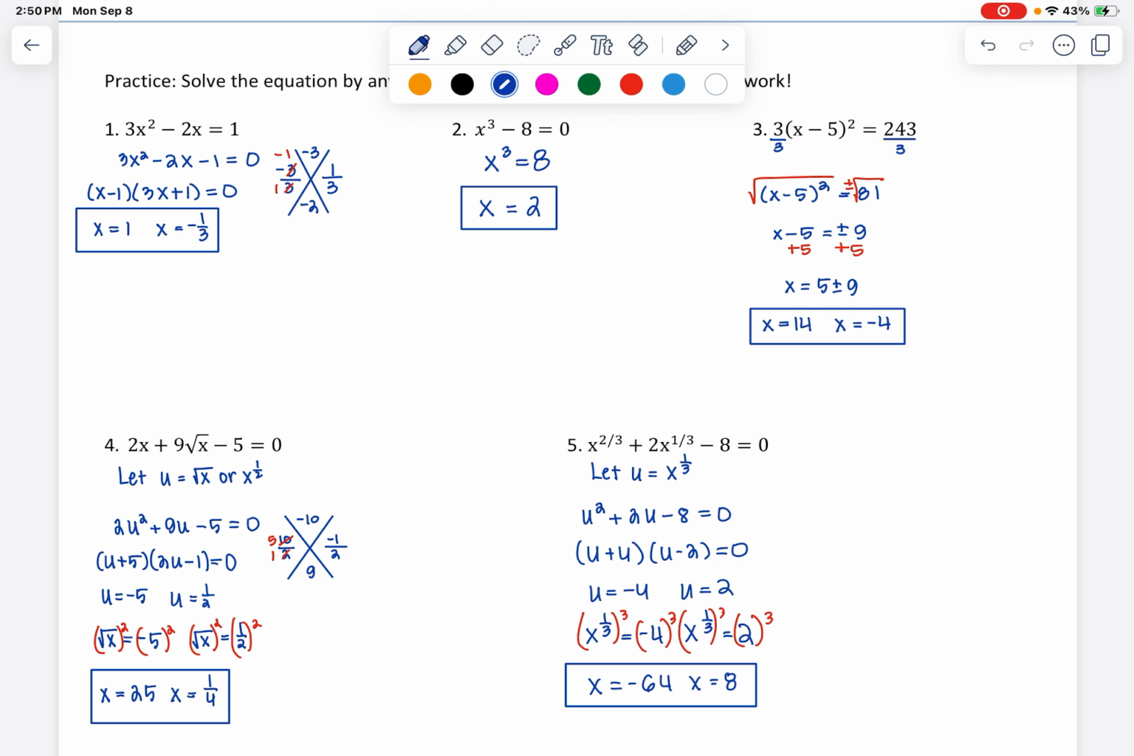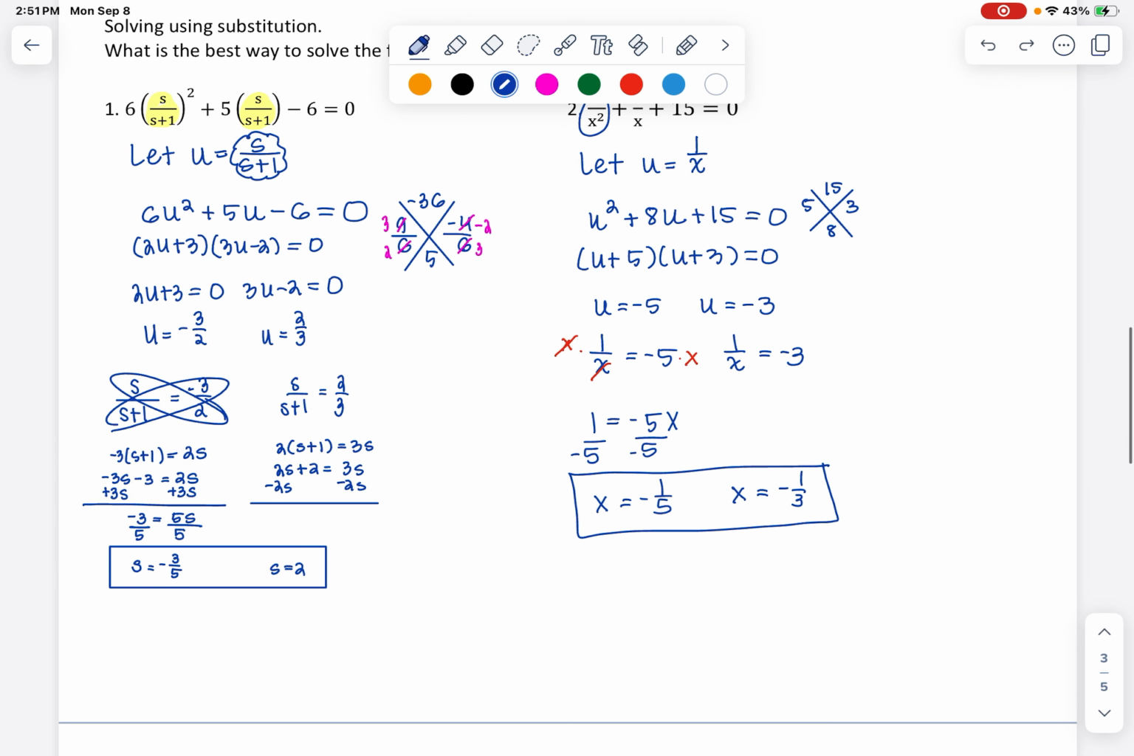Number 4, I used U-substitution and I let u be equal to the square root of x, which is the same thing as x to the 1/2 power. So if you let u equal the square root of x, then that means that x is the u squared. And then on the last one, I let u equal x to the 1/3. I said I would do this 2 ways, and I forgot to show you the other way.